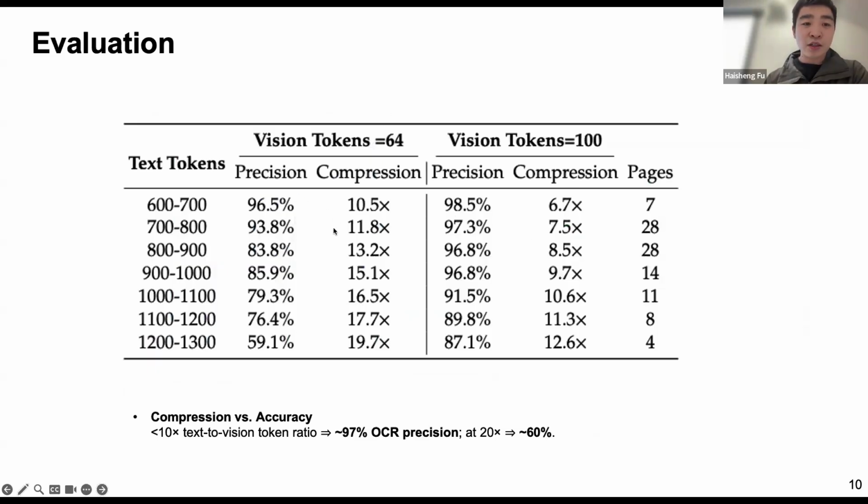This figure also shows that if the compression ratio is less than 10, we can see its accuracy is very good. It nearly achieves 96.5%. But if the compression ratio is 20, nearby 20, we can see its OCR precision will drop to 60%.